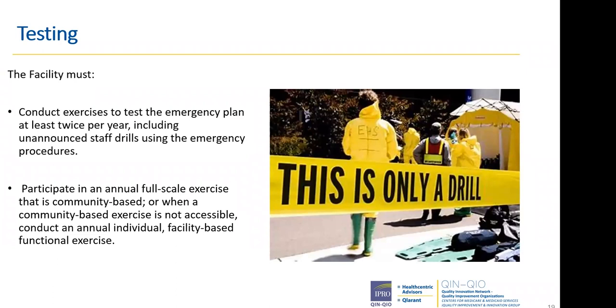Testing. The facility must conduct exercises to test the emergency plan at least twice per year, including unannounced staff drills using the emergency procedures. Participate in an annual full-scale exercise that is community-based, or when a community-based exercise is not accessible, conduct an annual individual facility-based functional exercise. Next slide.